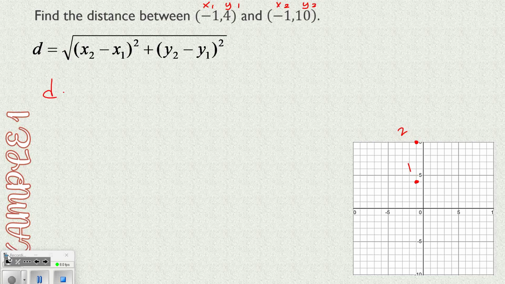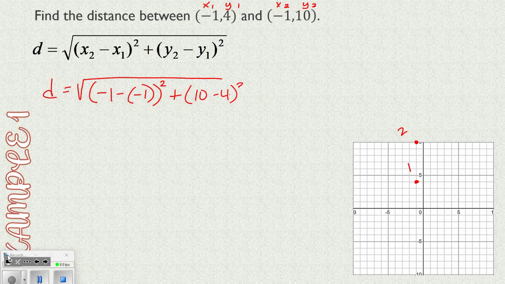Let me first use this distance formula. If I plug in, it's d equals the square root, d stands for distance. The square root of x2, which was -1, minus x1, but x1 is a negative, so now I have minus a negative, squared, plus y2, which is 10, minus y1, which was 4, squared. Now I got to do some simplifying.